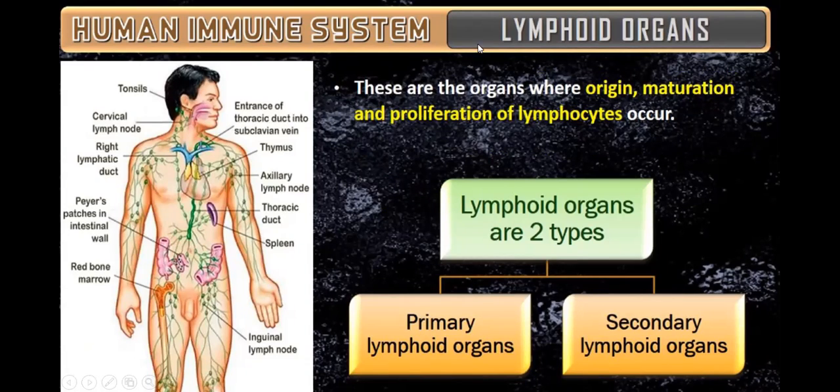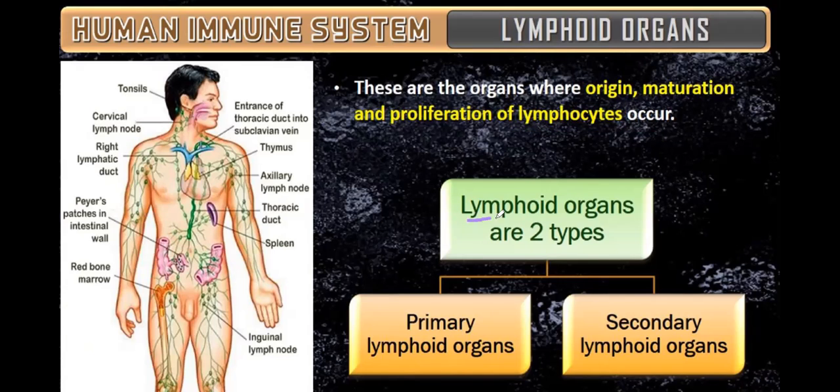Now we'll be discussing lymphoid organs. Lymphoid organs are the organs where origin, maturation, and proliferation of lymphocytes occur. Proliferation means cell division. Lymphocytes are WBCs, also known as lymphocytes.